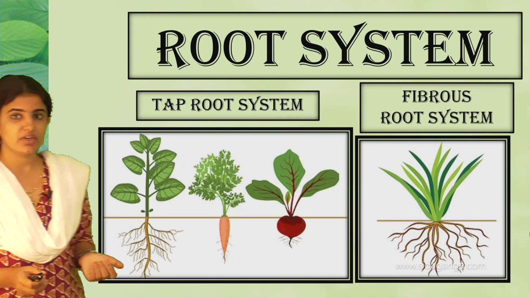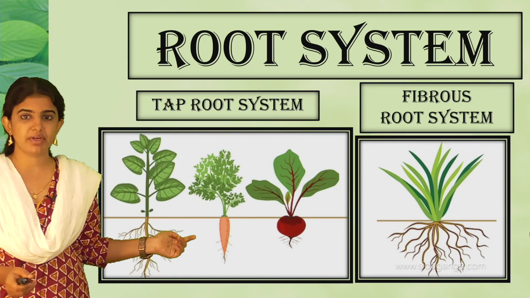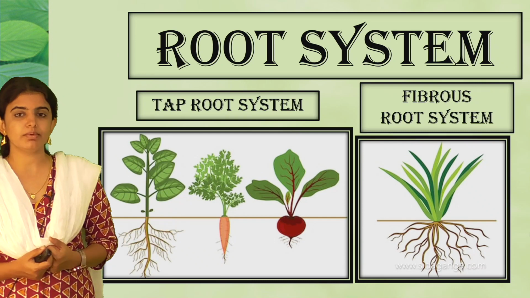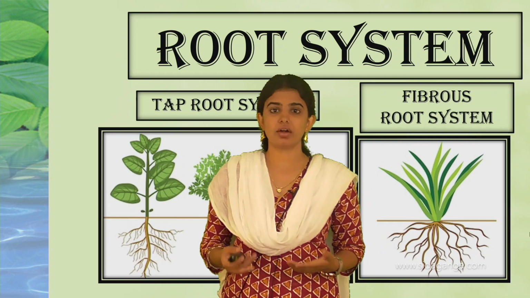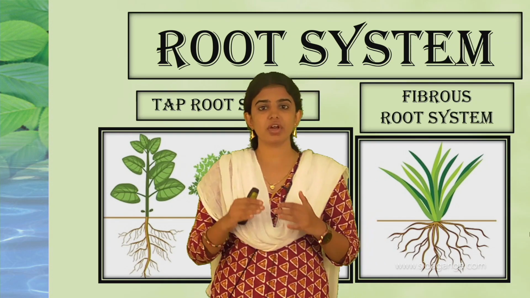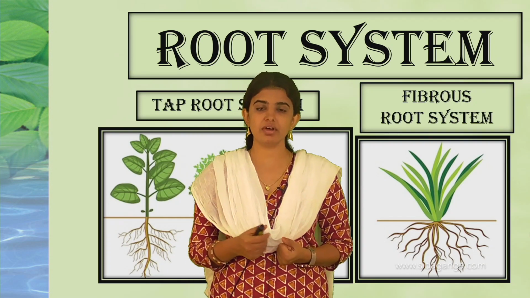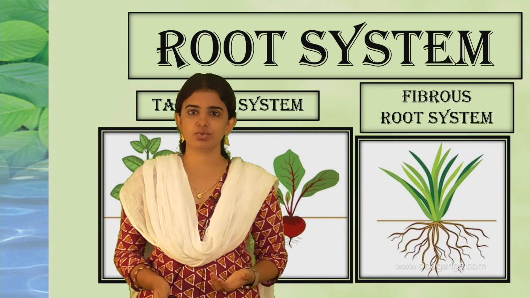Examples for taproots are turnip, carrot, etc. These have the main root, and beside this main root there will be lateral roots present. And next one is the fibrous root. Fibrous roots are those roots which are almost all equal in size, and usually these roots rise from the base of the plant. This is called the fibrous root.